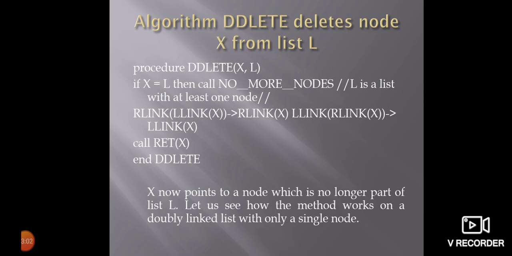Suppose in the if condition, X is equal to L. X is equal to L means the starting address of the linked list and the node which you're going to delete are the same, then only one node is present. So no more nodes. This is the concept here. Because there is only one node, you're going to delete that. For the other case, you're going to go for swapping here. What you're doing here is, first, R link of X is equal to left link of right link. Left link of right link means, suppose the second node is the node which you're going to delete.